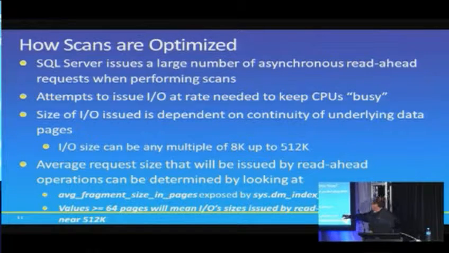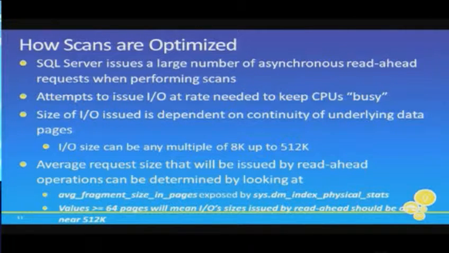Actually, here there are some DMVs we're suggesting to show you a little how the read-ahead operations can be determined. So there is the average fragment size in pages, and then the values of the size. So I/O can be multiple of 8Ks up to 512Ks, depending on the fragmentation size. If it's too fragmented, your I/O size is going to be smaller because it has to read more, smaller pages from different spots in the disk.